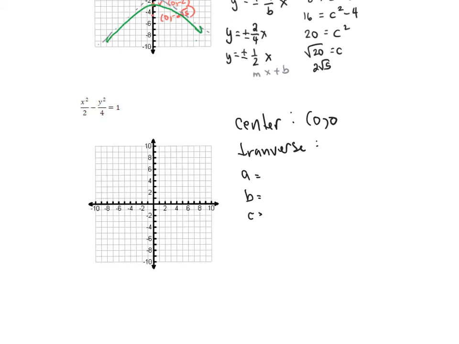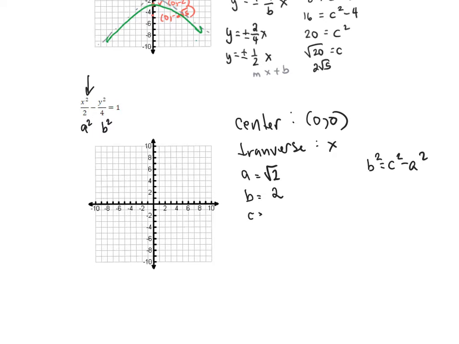So center is going to be 0, 0, because again, nothing in the x and y. And the transverse axis in this case is the x-axis, because the x comes first. Now A, remember, A squared is under the first term and B squared is under the second term, no matter which one is bigger. So A is going to be the square root of 2, and B is going to be 2.